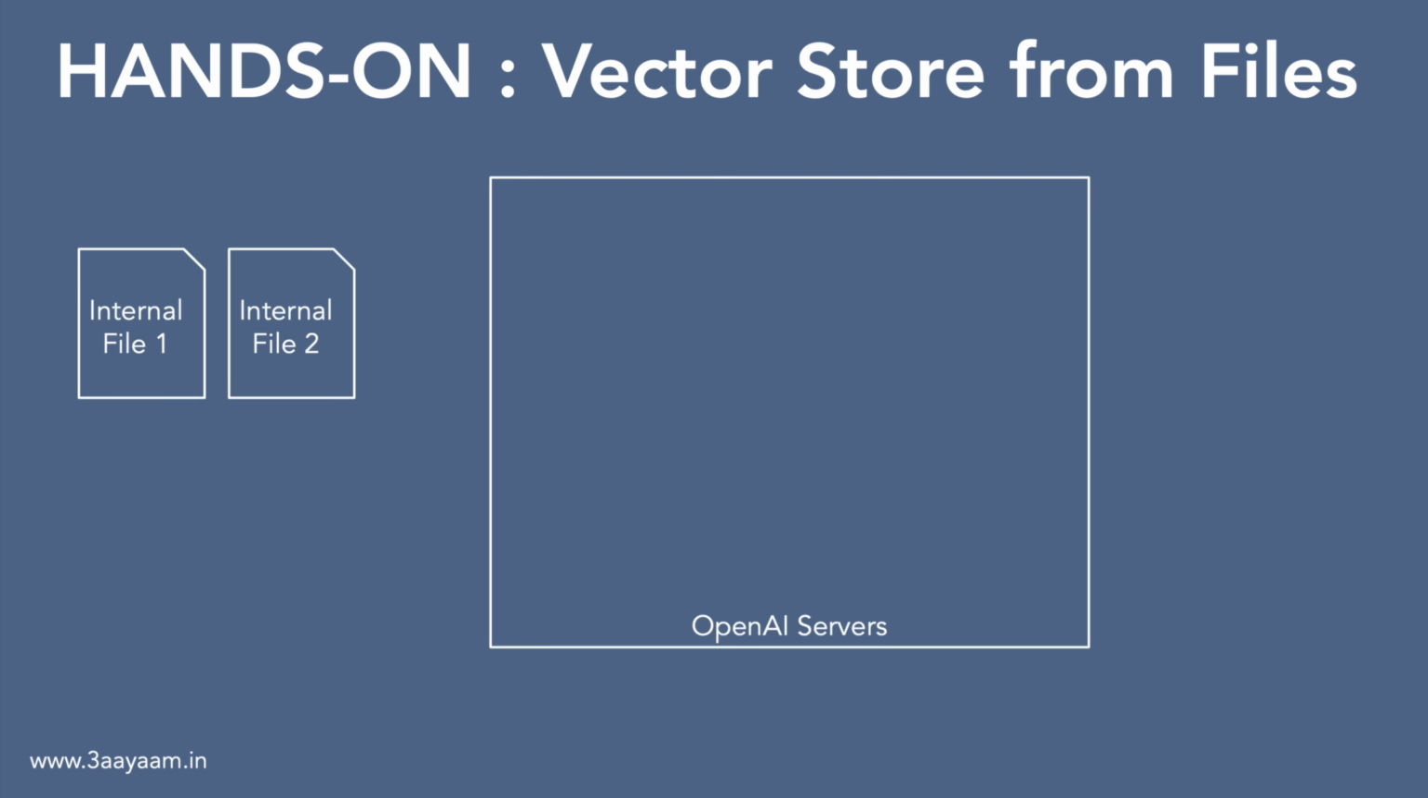Now let's say we have these internal files which are not there on the internet. These are files which are specific to our organization, which are specific to our business, and these are very sensitive files, and we do not want to keep these files on the internet. So because the files are internal, none of the models you can think of, the GPT series of models, Gemini, Claude, etc., are trained using these files. But we have to use these files with the GenAI models provided by OpenAI.